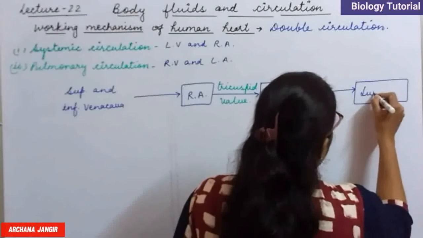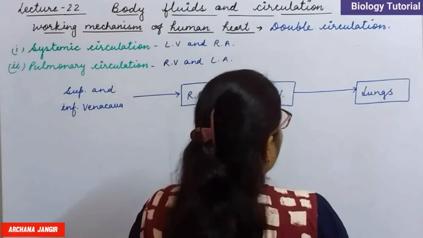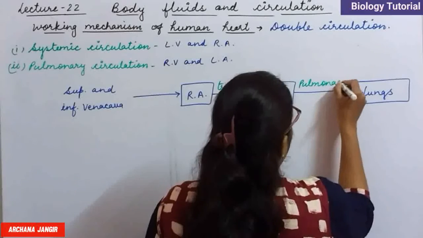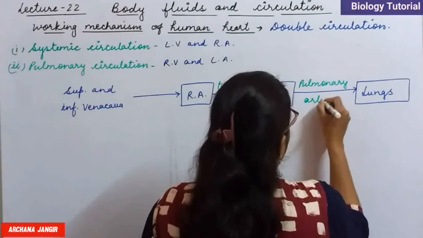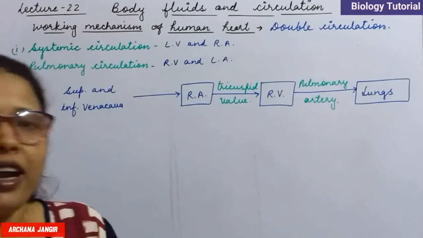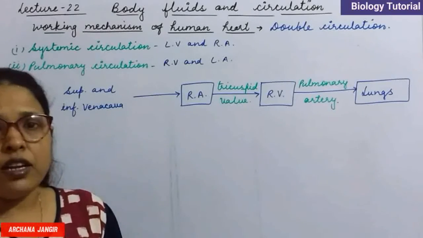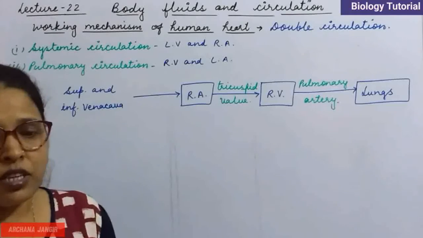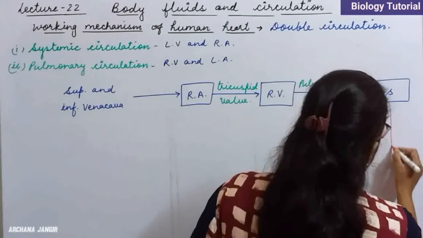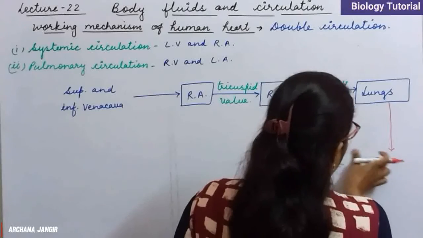So here this blood goes to the lungs, and which blood vessel carries this deoxygenated blood? That is the pulmonary artery, because the pulmonary artery is the only one which carries deoxygenated blood, and the rest of the arteries carry oxygenated blood. After oxygenation in the lungs, the blood becomes oxygenated, and this oxygenated blood goes to the left auricle.